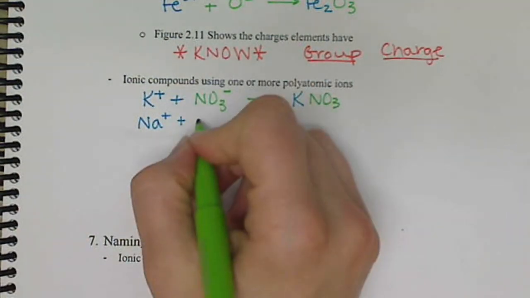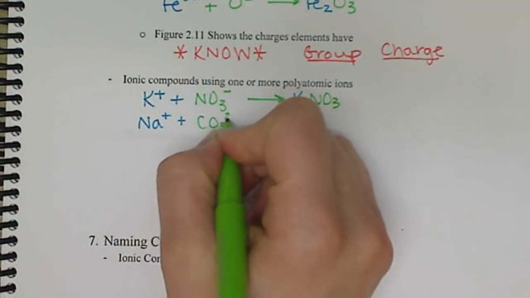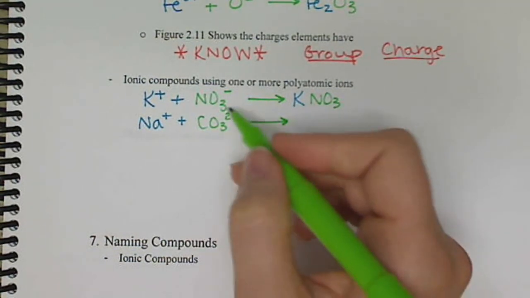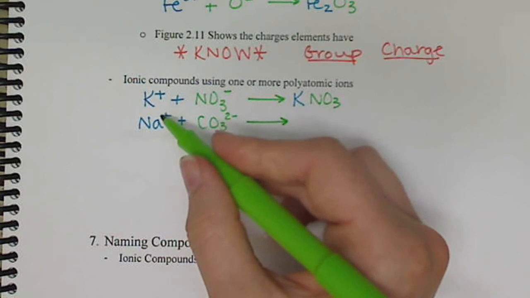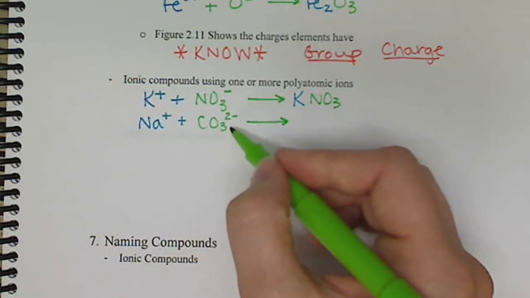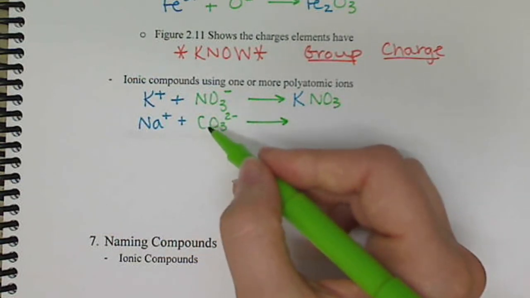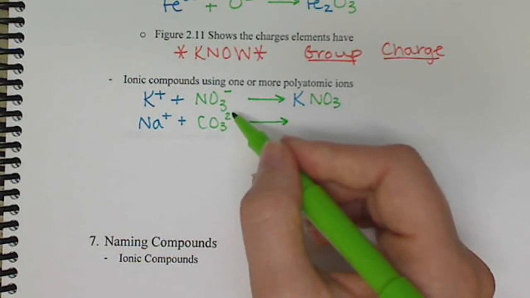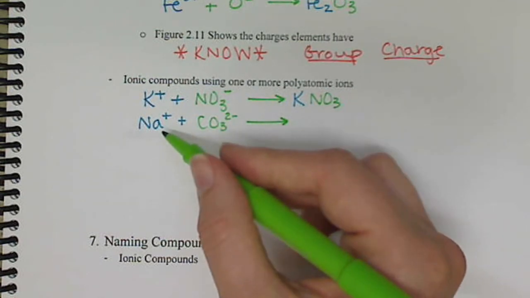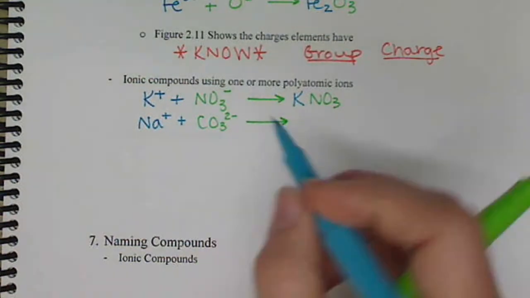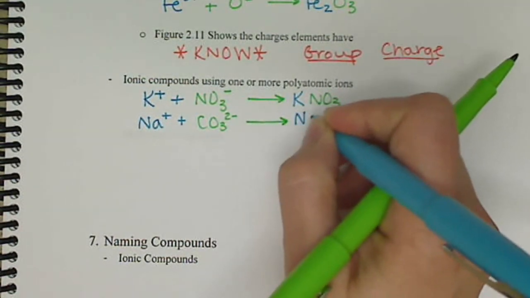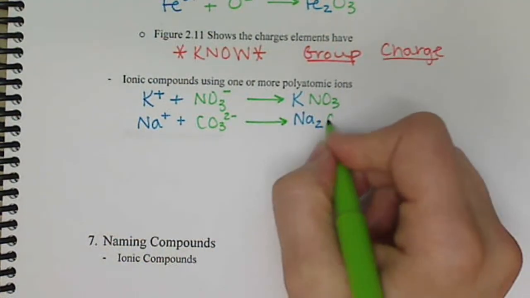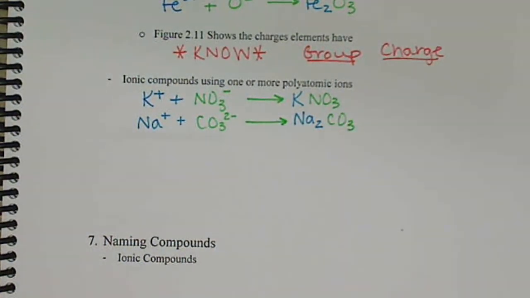If we have a polyatomic that has multiple charges to it, we still can do that cross-charge method. So the 1 from the sodium goes to our polyatomic. We only need 1 CO3. The 2 goes for the subscript on sodium. So we end up with Na2CO3.